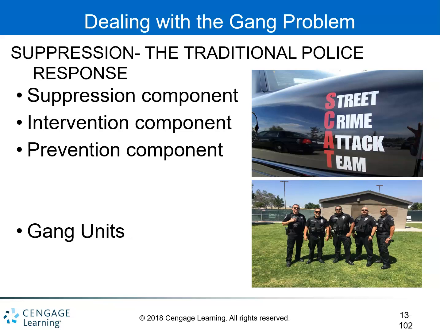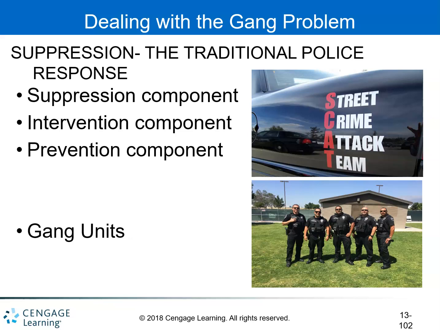But back to the gang problem under suppression. Suppression really is the traditional police response. And suppression, by definition, is a strategy to address the gang problem. Remember, that includes tactics such as prevention, arrest, imprisonment, supervision, and surveillance. So we have a suppression component. That's one. We have an intervention component, and then we have a prevention component. And these are good traditional responses, all three of them.